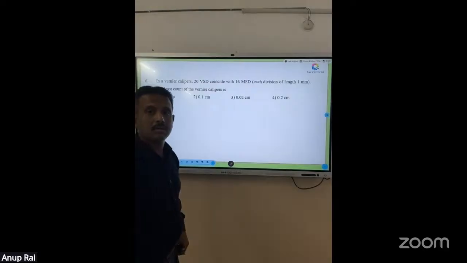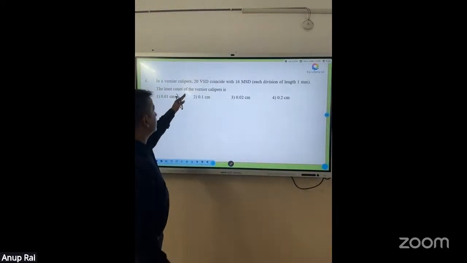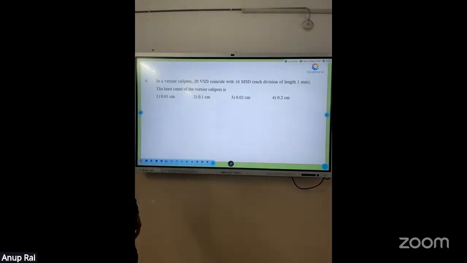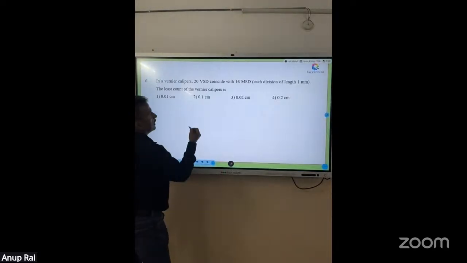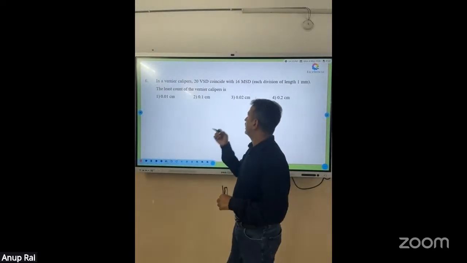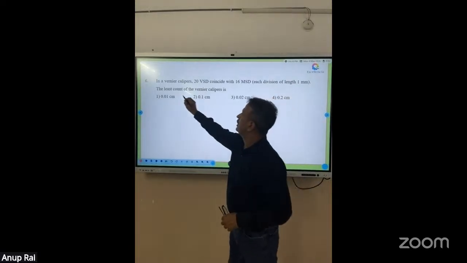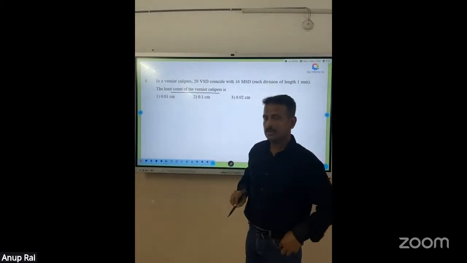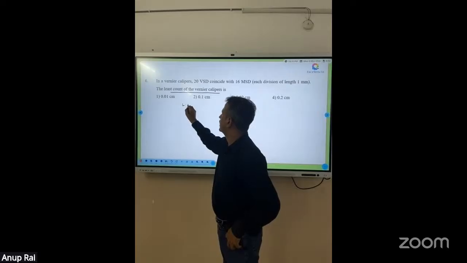This is about the instruments. The vernier calipers 20 VST coincide with the 16 MST. So we know that, let's calculate. They are asking finally the least count of the vernier calipers. What is the least count of the vernier calipers or any instrument?